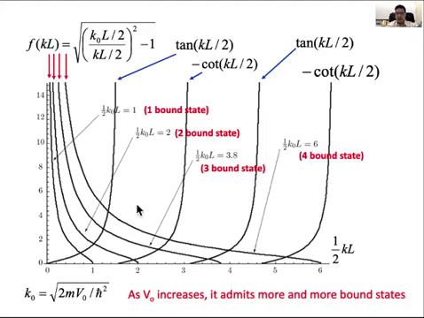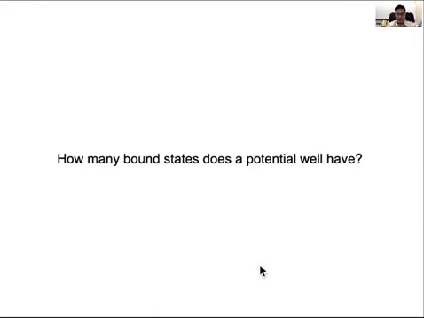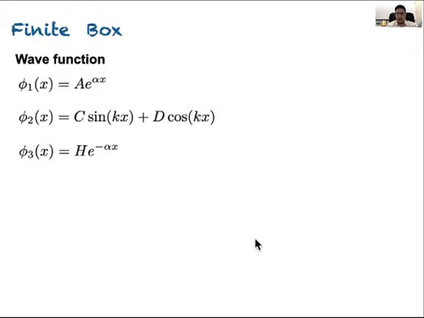So in this way I know how many bound states I'm going to get, which depends on the value of V0. As I increase the value of V0, it starts accommodating more and more bound states. Okay, so this is the way that we have got it. So this is the first question: how many bound states does a potential well have? You have to answer this. Okay, now let's move on.